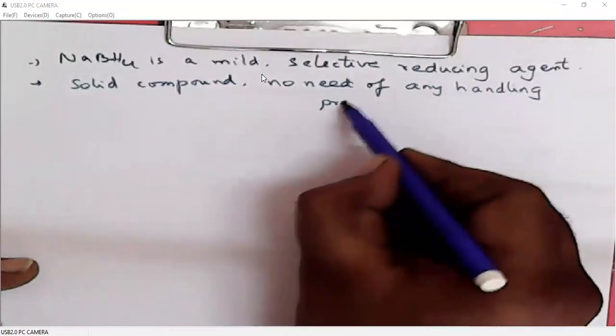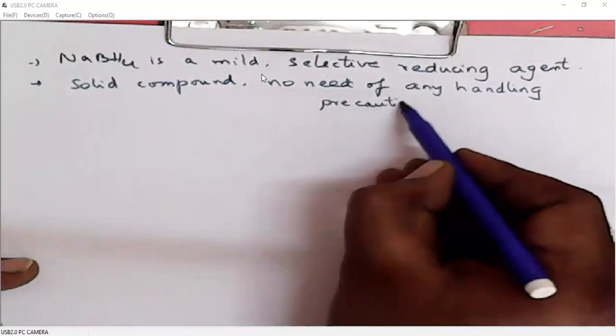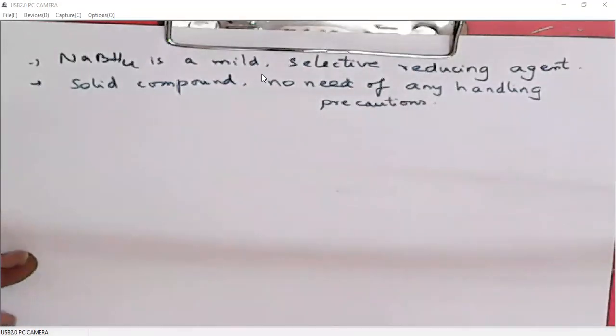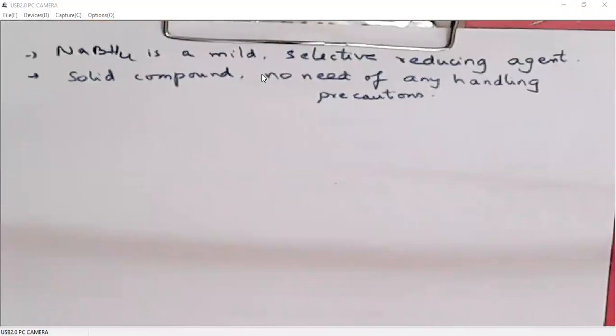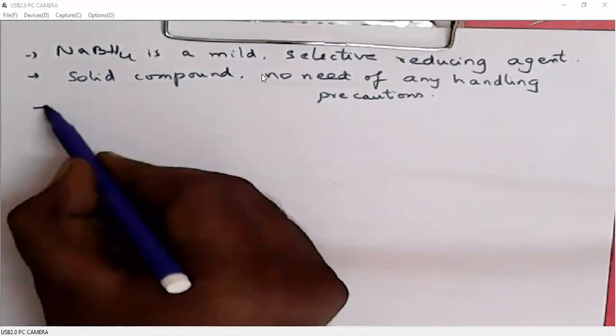You just open the bottle and you can transfer the compound with a spatula, whatever amount you want. You can also add an additional amount of sodium borohydride. The excess amount may not give any side reactions or decompositions. So we don't need to measure exactly. It's a very simple compound. We can just do the reaction in an open atmosphere also. There is no problem.